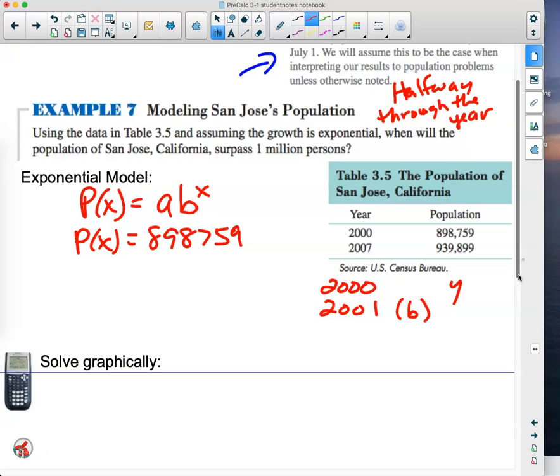Well, then they had to do that again, and again, and again, and again, because that's what happens with an exponential model. When we're increasing this x model by 1, we're saying we need to multiply by that base one more time. That's what powers do. So from 2000 to 2007, they went through that 7 times.